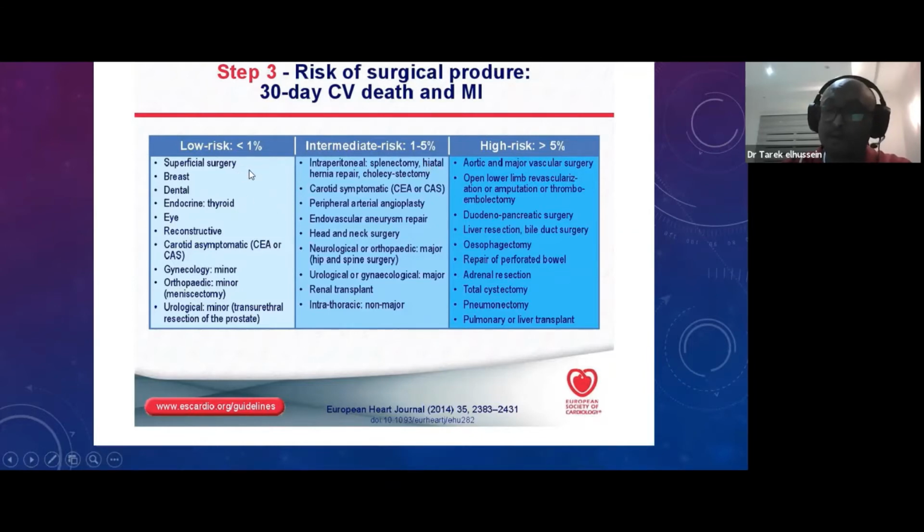In general, most skin surgeries, eye surgeries, breast procedures, and minor gynecological procedures like D&C are all considered low risk, and anything that doesn't fit, we may consider in the intermediate window.